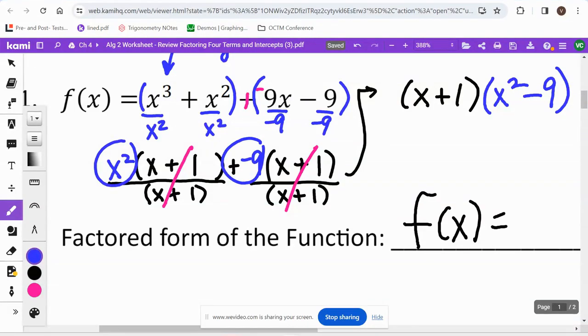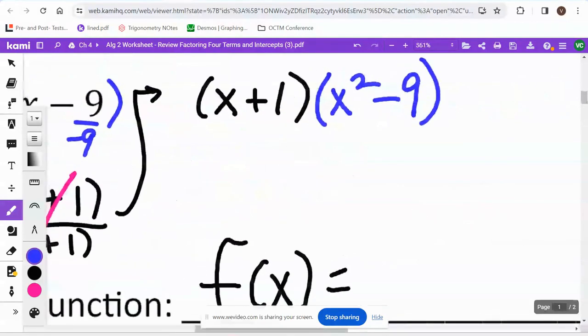So x squared minus 9 is left over. All right, I took out the x plus 1s. They were exactly the same. I write what's left over in another parenthesis. Now we have to check to see if we're done factoring. This is another thing that people forget to do.